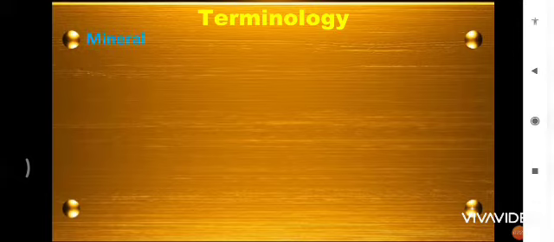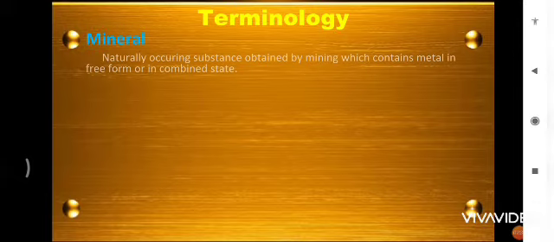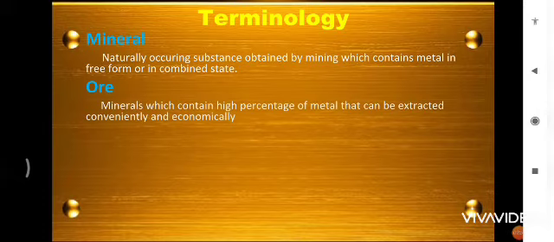So the first is mineral. So what is mineral? The naturally occurring substance obtained by mining which contains metal in free form or in combined state is known as mineral. And what is ore? So all the mineral contains the metals. If the percentage of metal is higher, then it is known as what? Ore. So mineral which contain high percentage of metal that can be extracted conveniently and economically is called as ore.